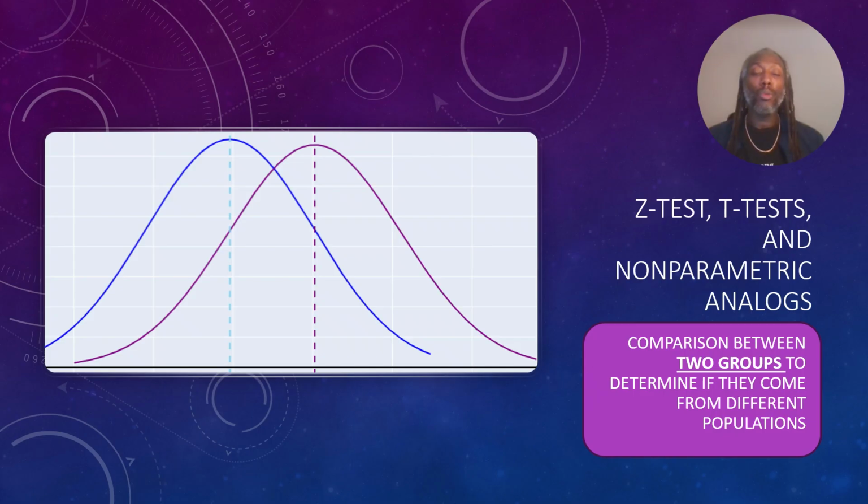At any rate, we're asking the question of, in the case of a one sample test, whether or not a sample was derived from the population we're comparing it to. Or if we're dealing with the two sample tests, we're asking whether or not these two samples came from different populations or if they came from the same population.